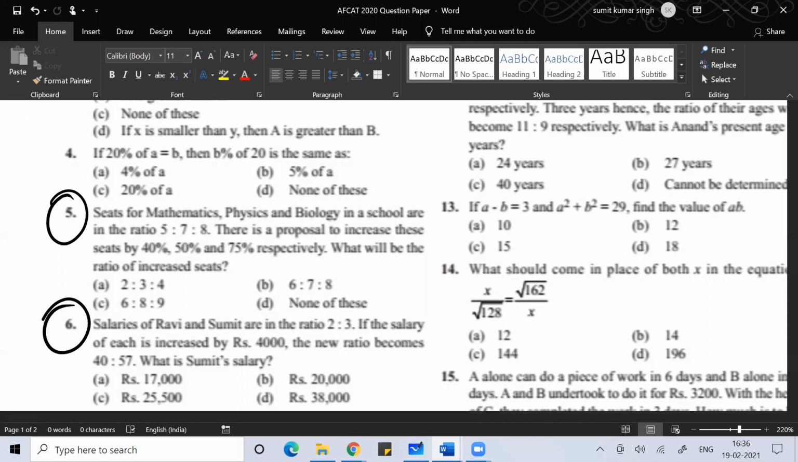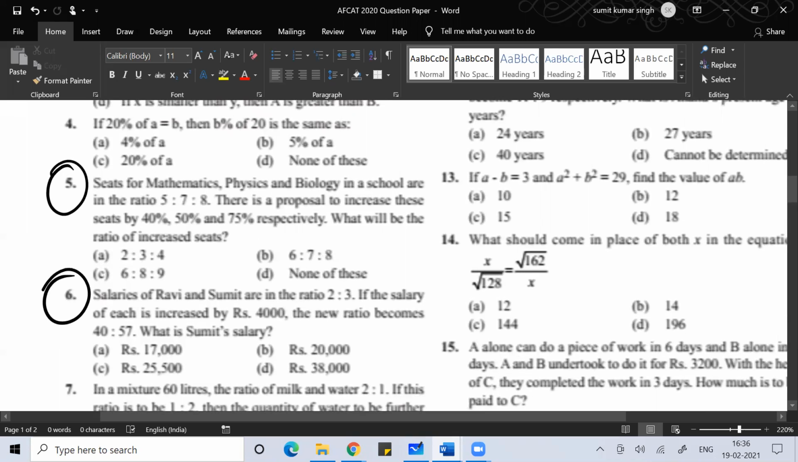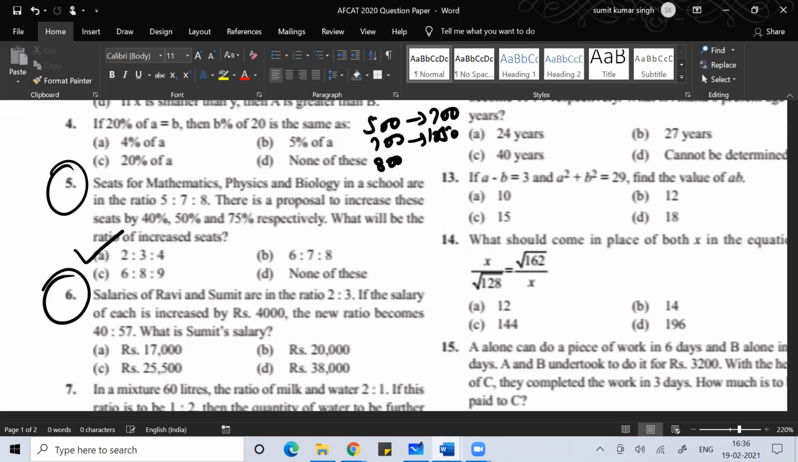The fifth one, if you see seats for maths, physics, and biology are in ratio 5 is to 7 is to 8. There's a proposal to increase the seats by 40%. You can write 500, 700, 800. If you increase by 40%, 40% means what? 200, no? It becomes 700. And this becomes, 50% means 1050. Yeah, 2 is to 3 is to 4. That is your answer.